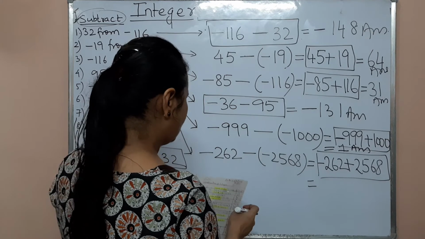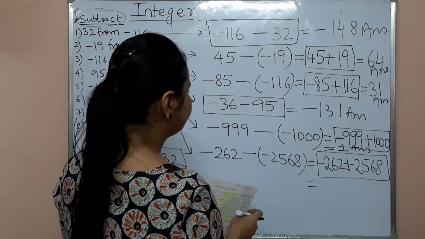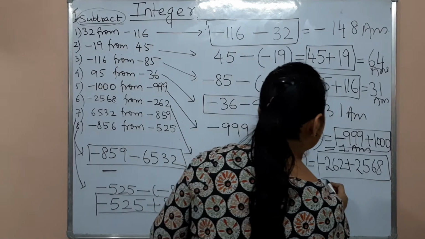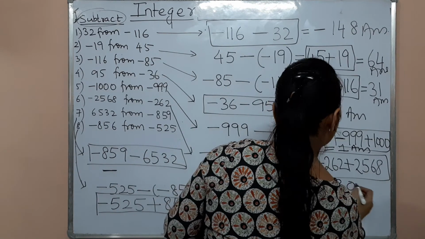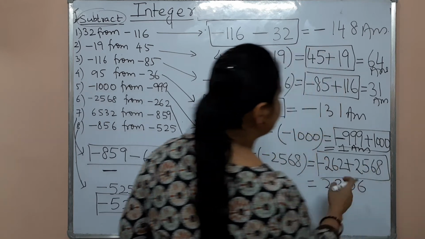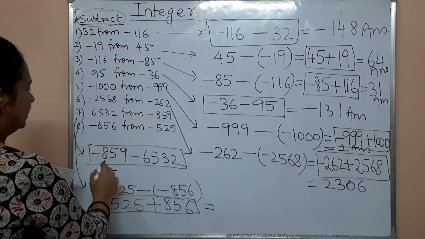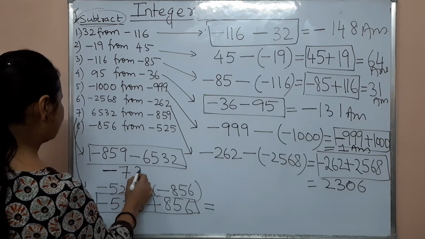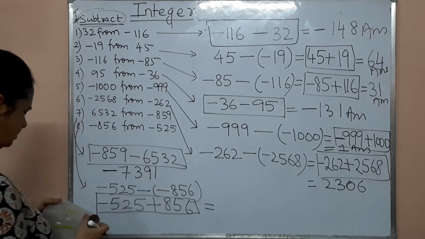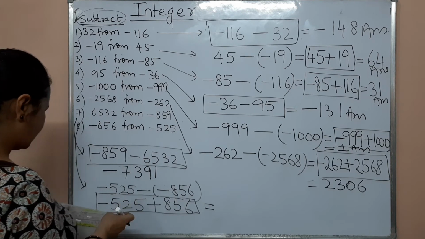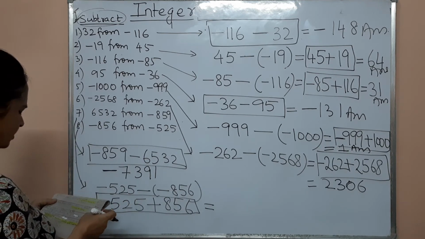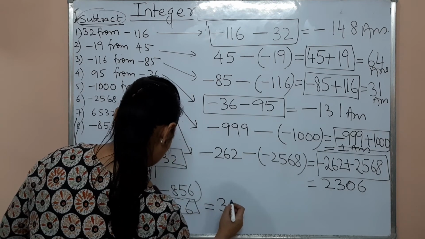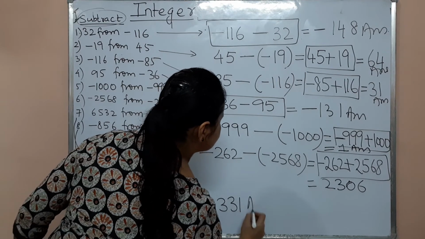Next is overall positive 2568. Yes. So it is 2306. The profit reduces. Here both of them are losses. So the answer is -7391. Here we have the last question. And the answer is +331. This is your answer.